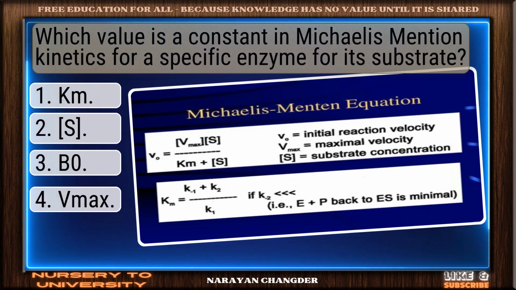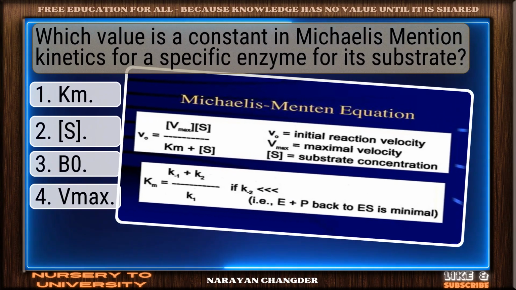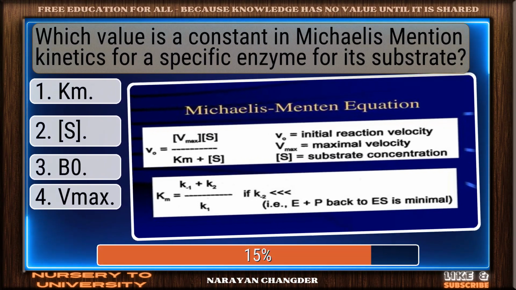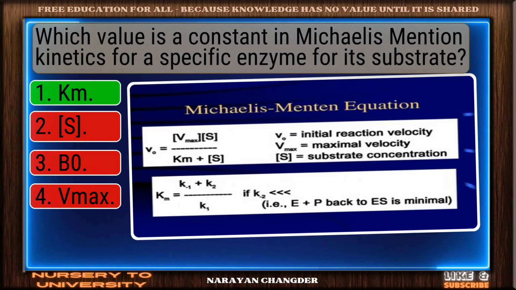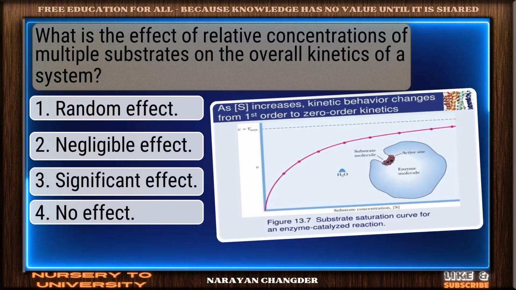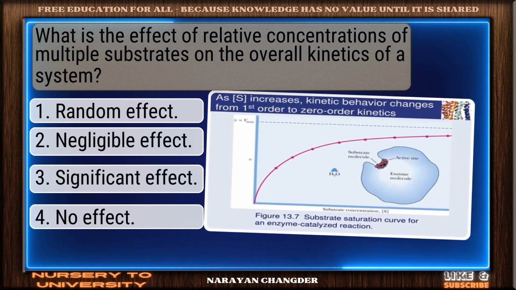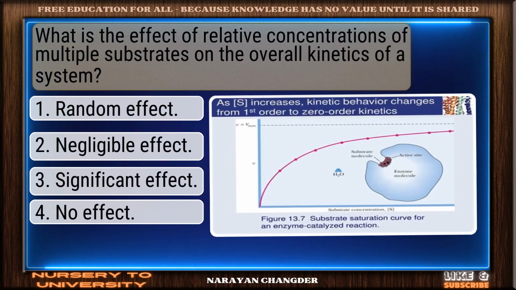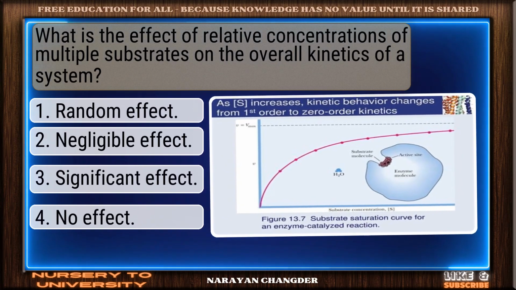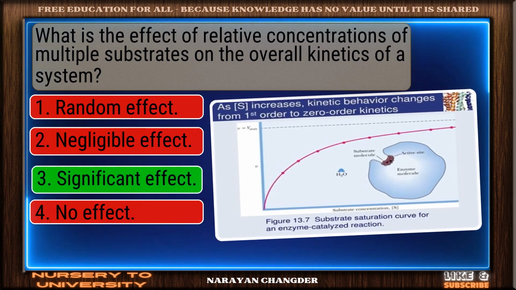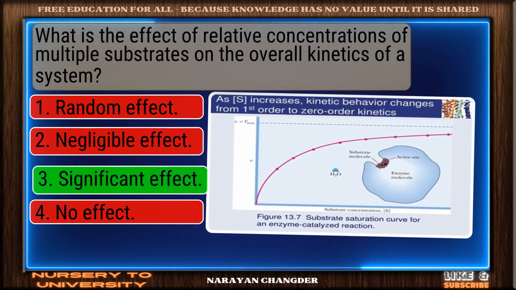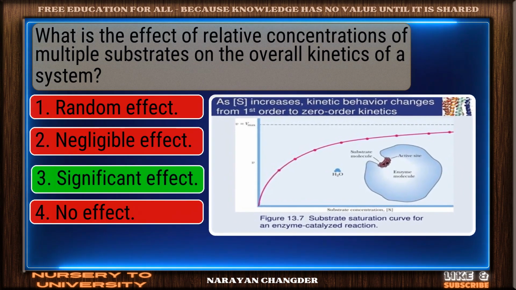Which value is a constant in Michaelis-Menten kinetics for a specific enzyme for its substrate? Good job. Your answer Km works well here. What is the effect of relative concentrations of multiple substrates on the overall kinetics of a system? Well reasoned. Significant effect is the correct choice.